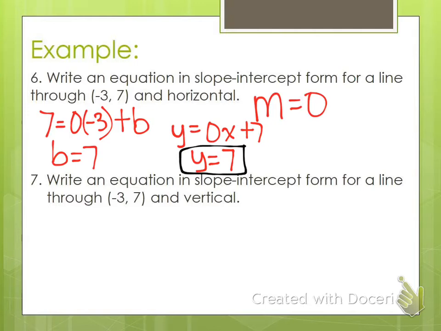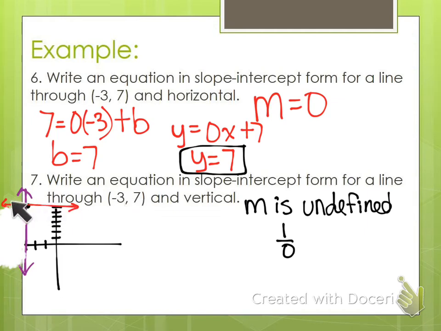On number 7, so it's through that same point, but it's vertical. So what's our slope? Undefined. Our slope's undefined. So that's not very useful, right? That would make the problem. M is undefined. Right? Y equals 7 goes through 7 on the y-axis. This line doesn't go through the y-axis. Which axis does it go through? X. The x-axis at negative 3. Okay, so this line's equation is actually going to just be x equals negative 3.